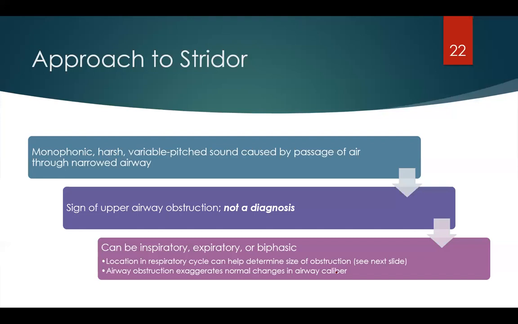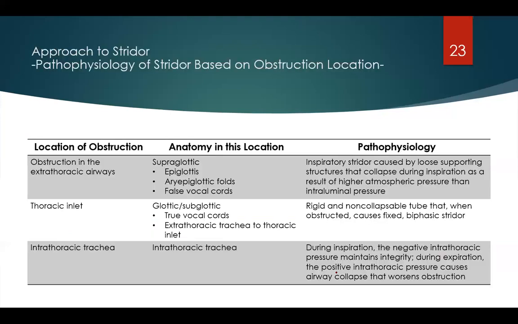Stridor can be both inspiratory and expiratory, or it can be biphasic. So they might have stridor when they inhale and stridor when they exhale. Location in the respiratory cycle can help determine the site of the obstruction. So let's talk about obstruction in the extrathoracic airways. Okay, so here are our locations. Extrathoracic means out of the thoracic cavity. Could be in the thoracic cavity or intrathoracic in the trachea.